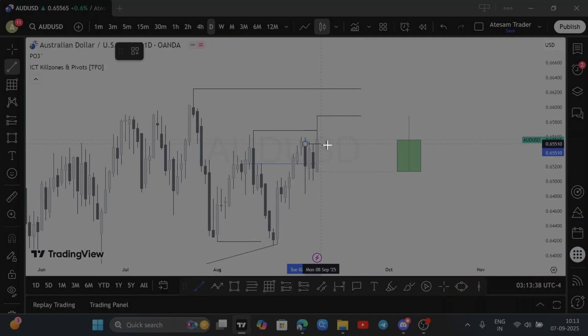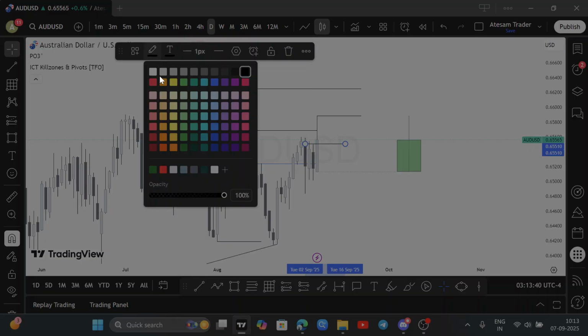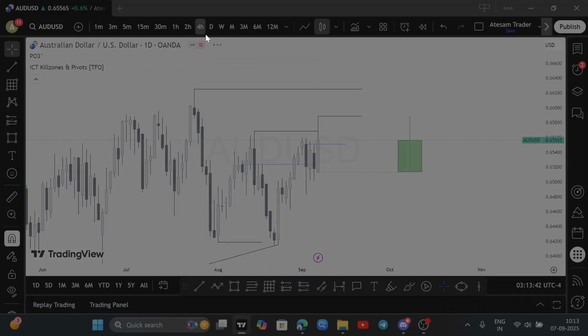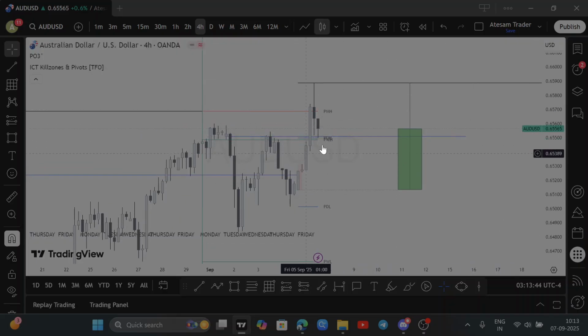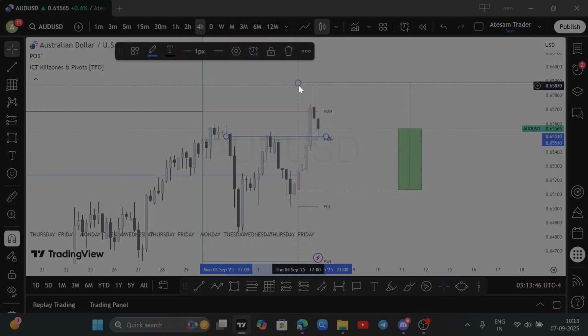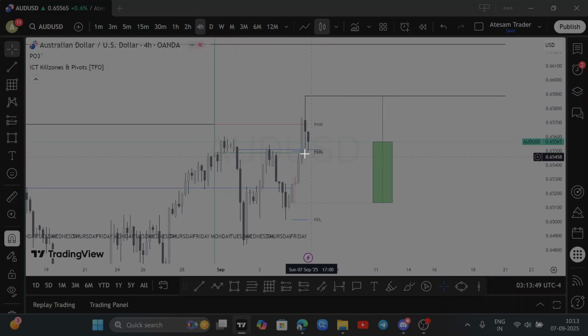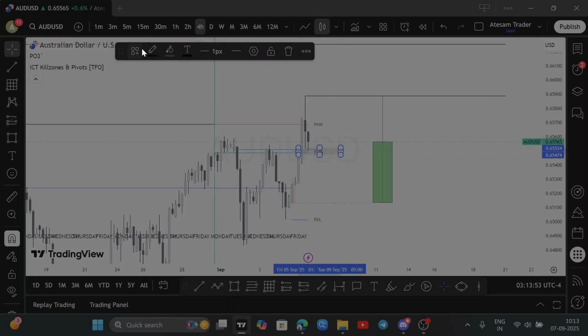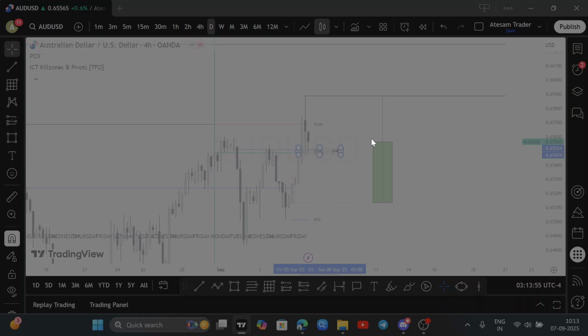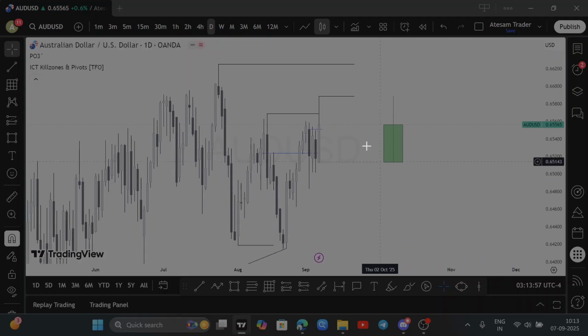And price is closing above this candle. That means this is an order block. It needs to get respect. And if you see the 4-hour chart, the same price action here. We have this fair value gap. Okay, we will wait and we will see.